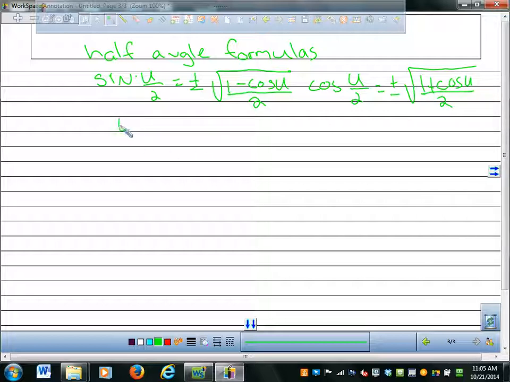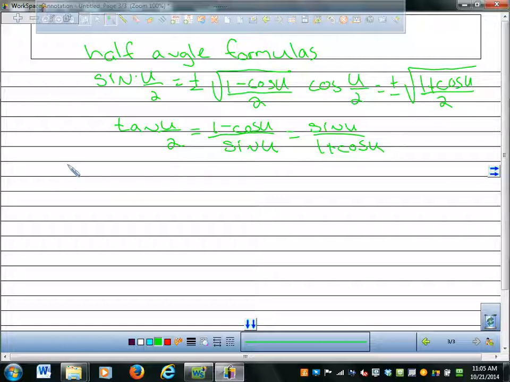And the tangent of u over 2 is equal to 1 minus cosine u over sine u, or this is also equal to sine u over 1 plus cosine u. If you were to multiply by the conjugate of the top, you could come up with those two versions of the formula. So these come out of the double angle formulas, and then taking the square root. And anyway, so how do you use these?